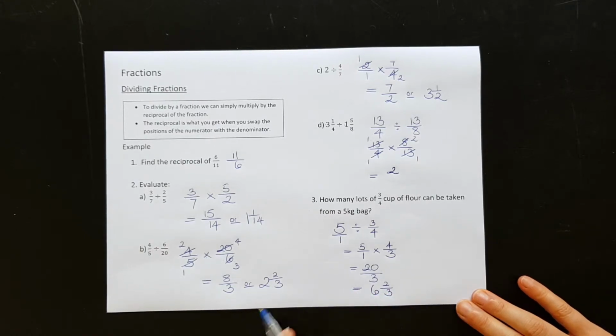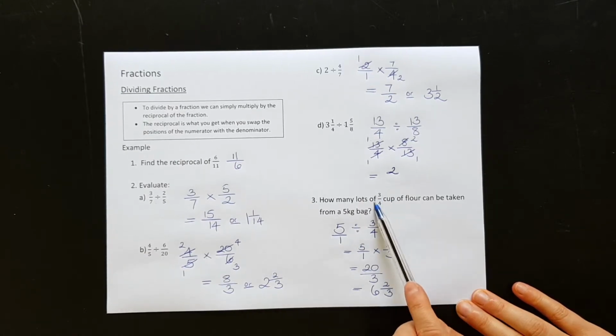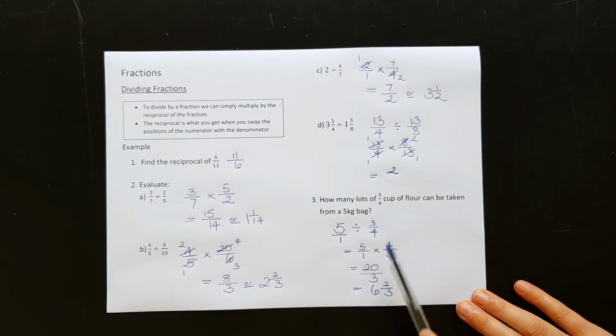So that means you could get 6 whole lots of 3/4 of a cup, and you'd have a little bit left over. You wouldn't quite be able to get your 7th group of 3/4.